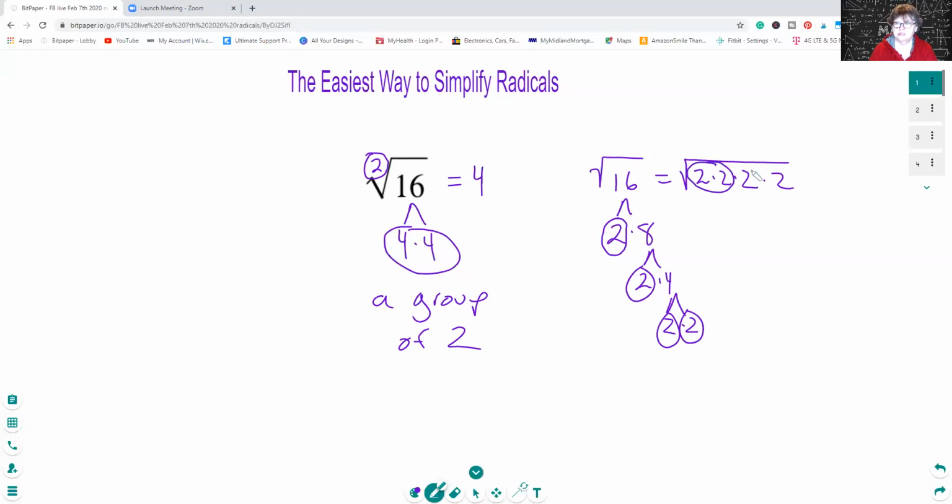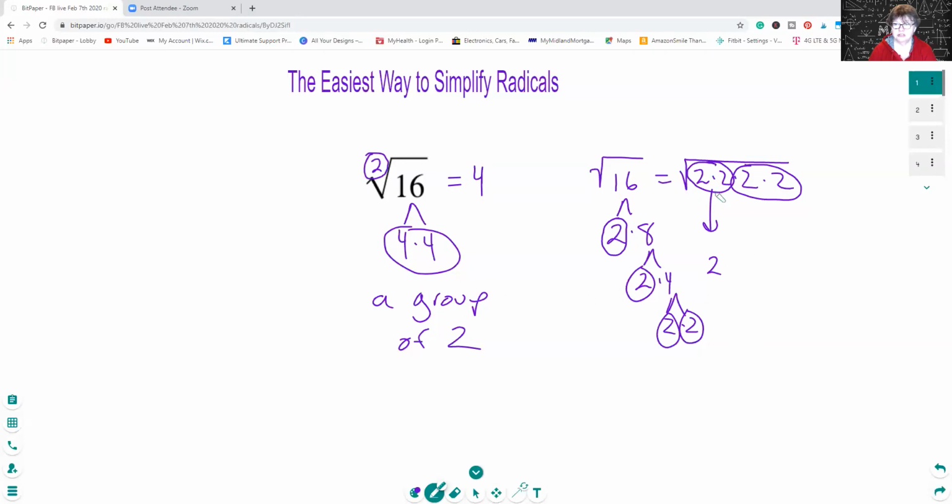So there's a group of 2, and there's another group of 2. Now, when they come out, they come out as just a 2, not a 2 times 2. So I kind of think of it like this. I think of the square root symbol, the radical, as if you're sitting at home watching Netflix. You decide you want to go out, but you can only go out if you're a group of 2. And so if you're a group of 2, you are one group of 2.